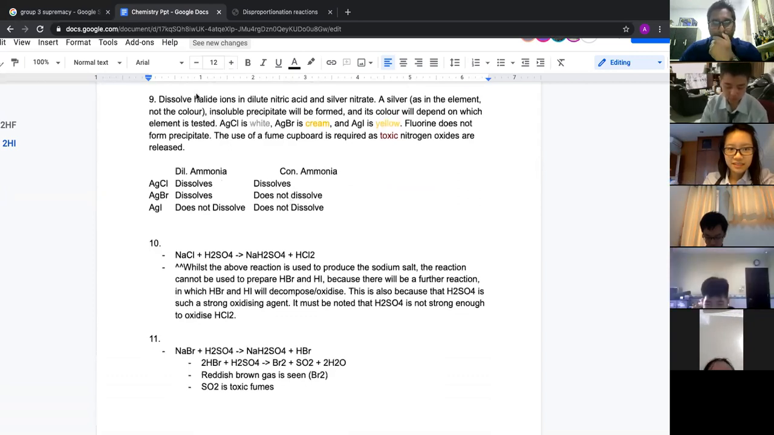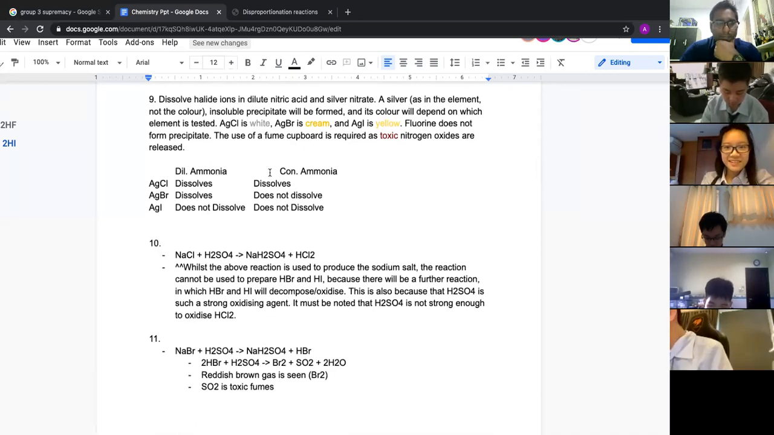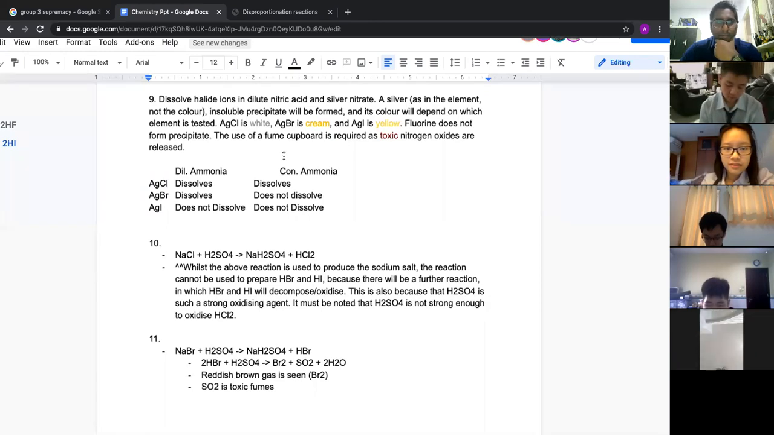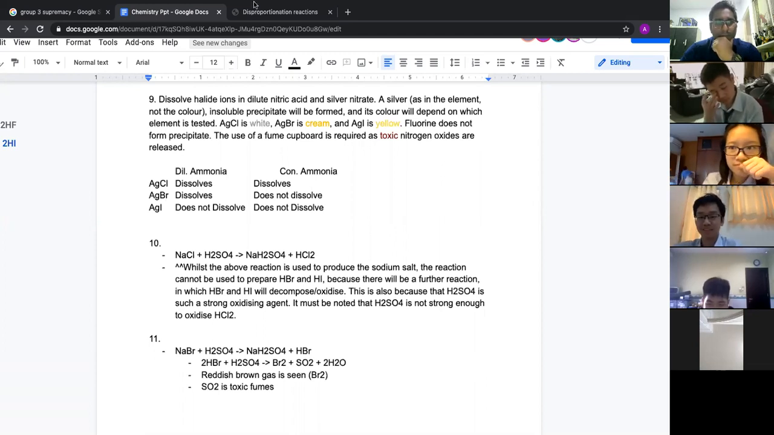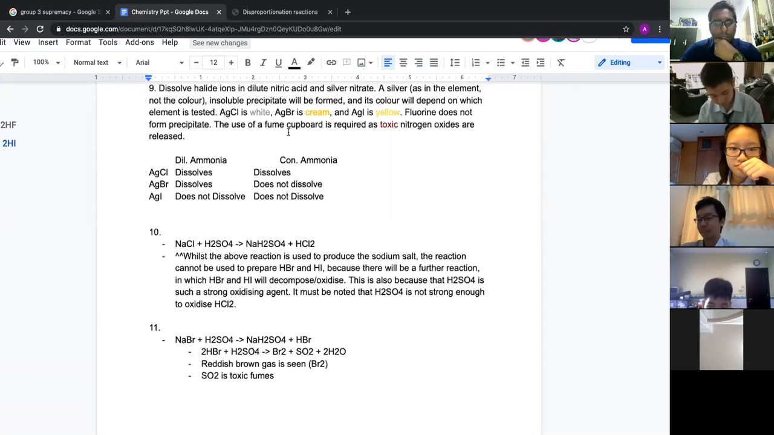To test for halide ions, we can dissolve them in dilute nitric acid and silver nitrate. A silver insoluble precipitate will be formed, and its color will depend on which element was tested. Silver chloride will turn white, silver bromide will turn cream, and silver iodide will be yellow. Fluorine does not form a precipitate, and we should use a fume cupboard when testing for halide ions, as toxic nitrogen oxides are released. Silver chloride will dissolve in both dilute and concentrated ammonia solution, while silver bromide only dissolves in dilute ammonia, and silver iodide does not dissolve in ammonia at all.